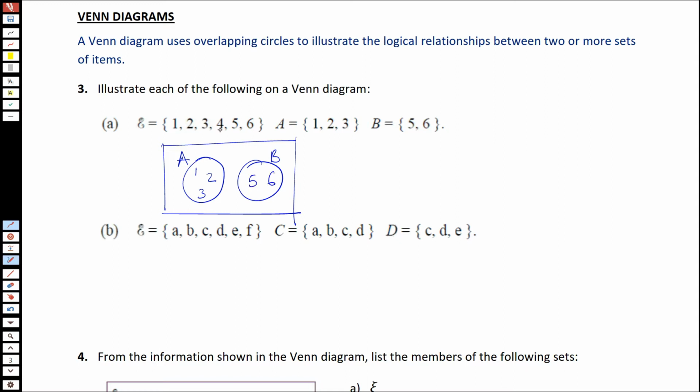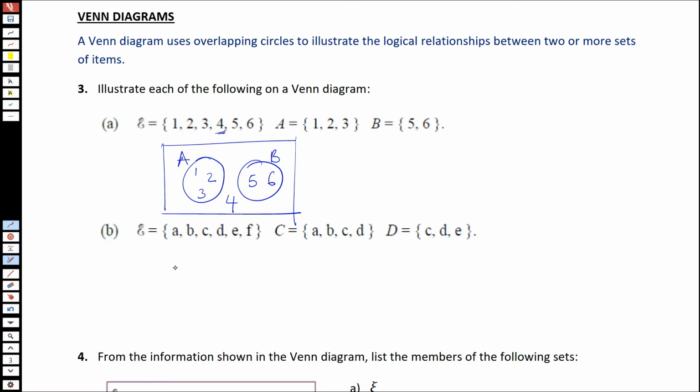But there's one element that's not in either A or B, but it's in the universal set. So we can just write 4 anywhere in the universal set, of course, to complete the two sets A and B and the universal set. And that's how you illustrate this on a Venn diagram.